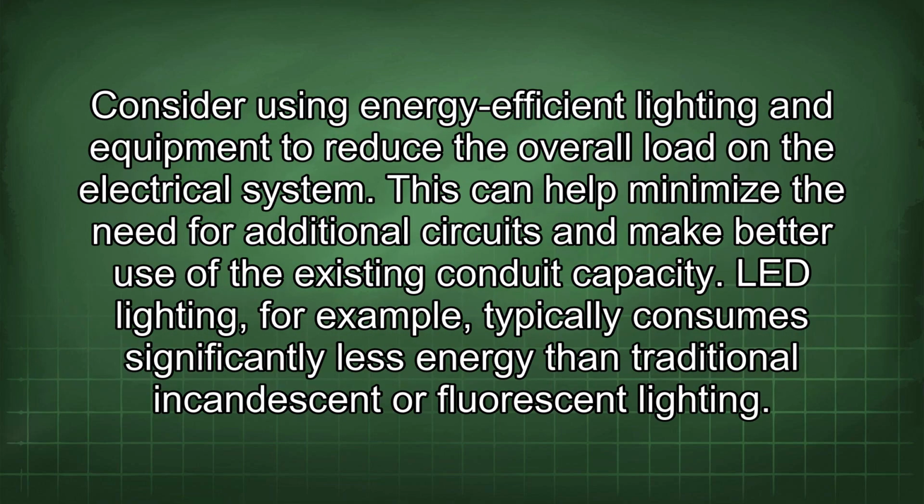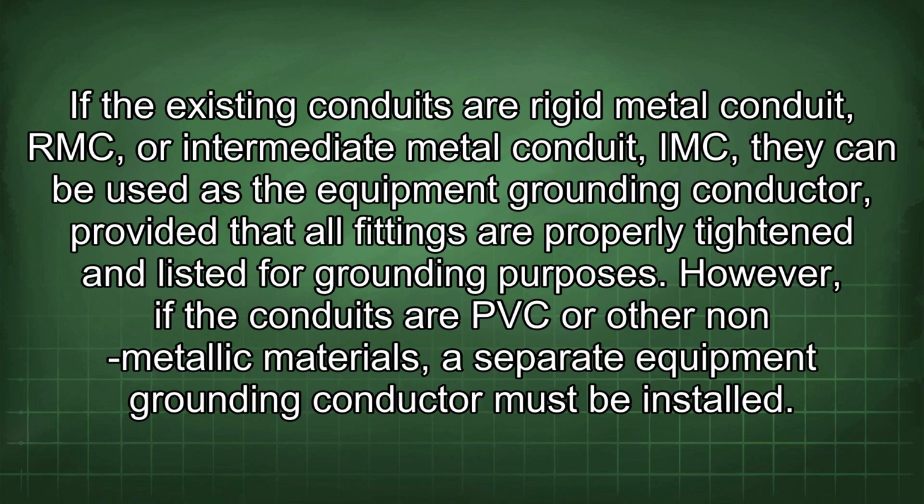Consider using energy-efficient lighting and equipment to reduce the overall load on the electrical system. This can help minimize the need for additional circuits and make better use of the existing conduit capacity. LED lighting, for example, typically consumes significantly less energy than traditional incandescent or fluorescent lighting. If the existing conduits are rigid metal conduit, RMC, or intermediate metal conduit, IMC, they can be used as the equipment grounding conductor, provided that all fittings are properly tightened and listed for grounding purposes. However, if the conduits are PVC or other non-metallic materials, a separate equipment grounding conductor must be installed.